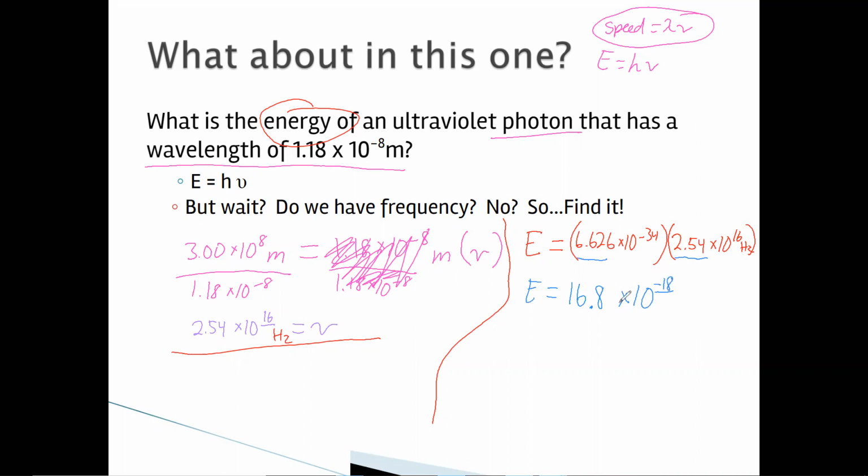Once again, this is not proper scientific notation, so we have to rewrite it. We just move that decimal place over 1. We have 1.68 times 10 to the negative 17. Okay, so that's how you're going to rewrite that, and this is going to be your final answer. Energy is measured in joules, so your unit is going to be in joules.